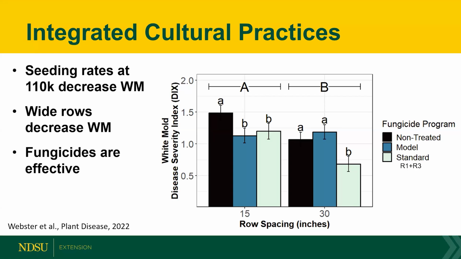Again, thinking about canopy closure, if we're having 15-inch rows, that canopy closure is going to occur about 10 to 14 days earlier than if we have 30-inch row spacings. And this is important because these apothecia need canopy closure to occur in order for them to form. So if we can delay that canopy closure, then these white mold apothecia, or the white mold mushrooms, are not going to form as quickly.